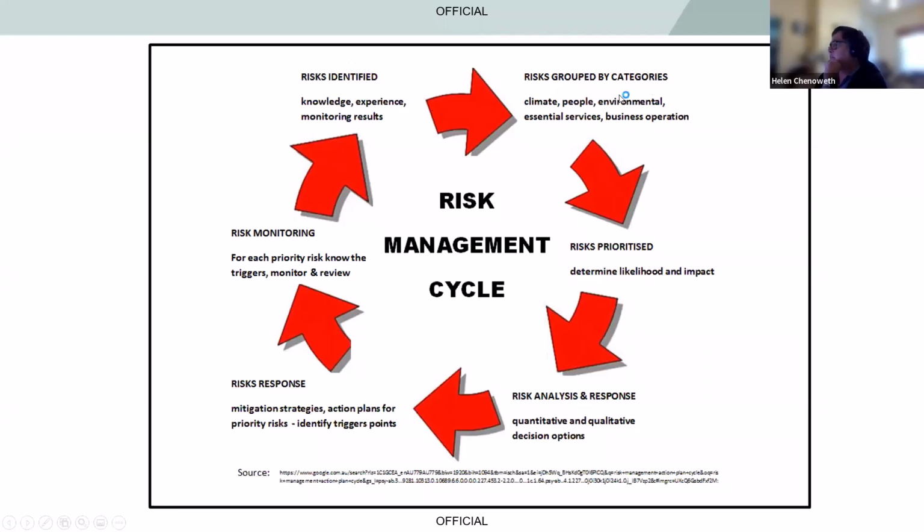grouping them into categories, which I'll show you in a minute how we've gone about doing that: climate, people, environmental, essential services and business. Prioritising the risks to the business, analysing those risks and what we can do about them, and then actually putting into practice some strategies, some action plans, and also some trigger points, and then monitoring the risk, or monitoring what we've done in terms of managing the risk to our business, which then feeds back in to our risks identified.